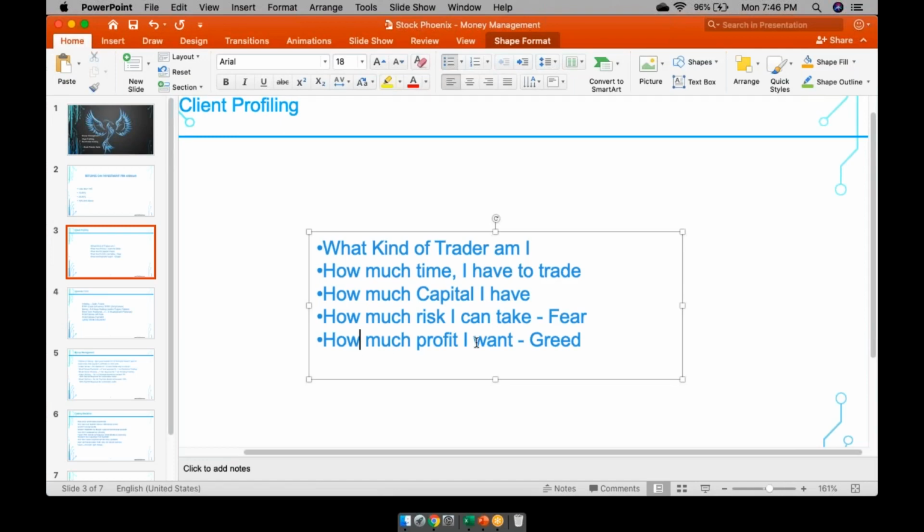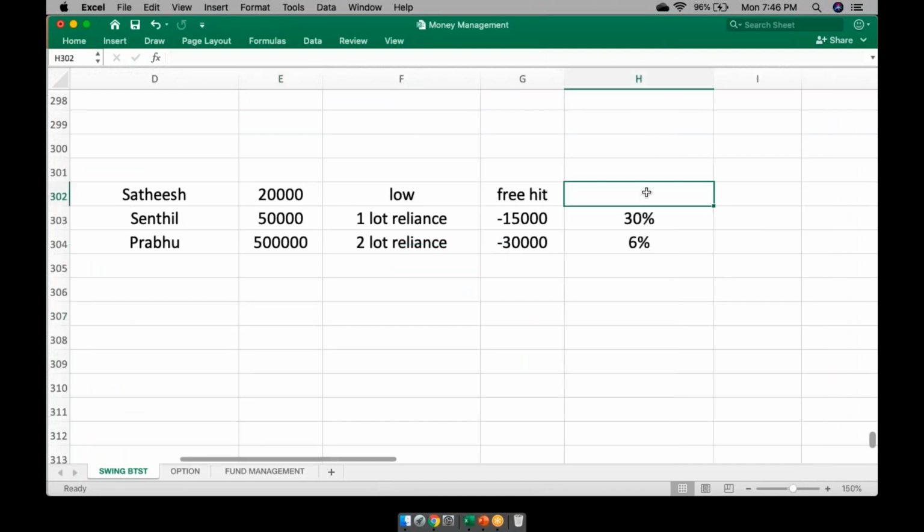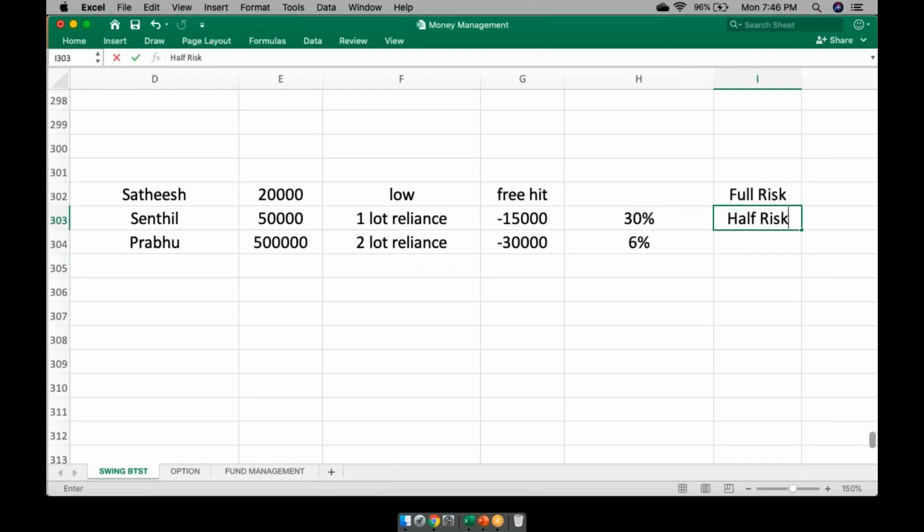Fear. How much profit I want? Greed. Fear and greed are the main factors driving the market. So how much risk am I able to take? Full risk, half risk, limited risk. As I told you, Satish is ready to take full risk because his capital is very small.